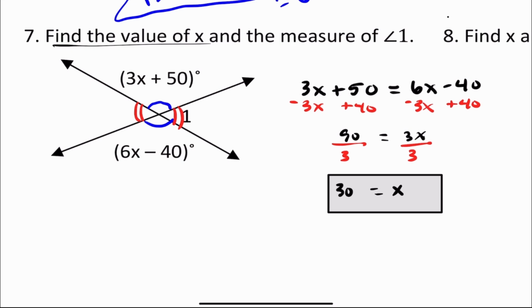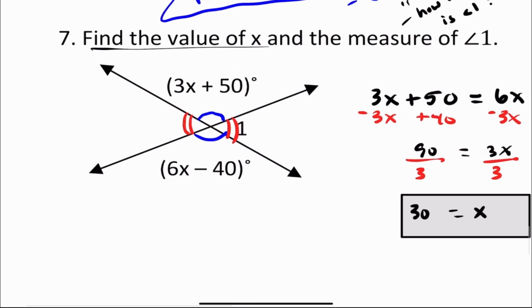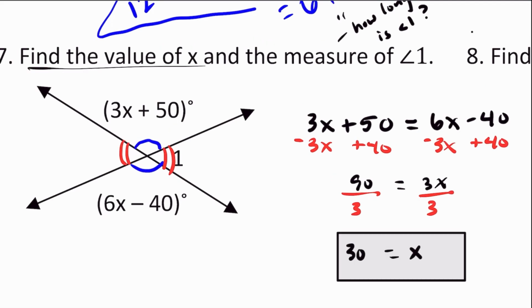Now I have to figure out the second part here. What is the measure of angle 1? In other words, how long is angle 1? Now, where's angle 1? That's angle 1. Now, I just want to quickly preface this. This angle here is called angle 1. The one that you see right now does not mean it's 1 degree. Okay, it does not mean that the measure of this angle is 1 degree. It doesn't have that degree symbol right next to it, right?